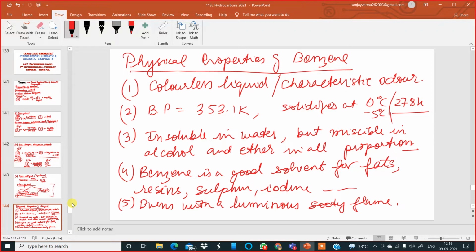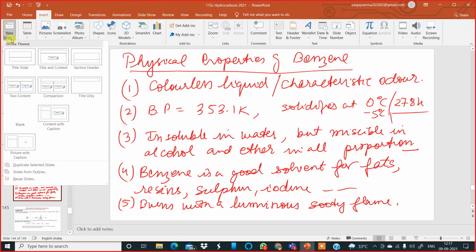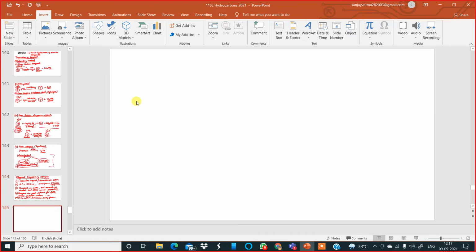The next property, number 6. Let me introduce one more slide over here. The sixth property is important. Now, don't smell vapors of benzene. The vapors of benzene are toxic in nature.